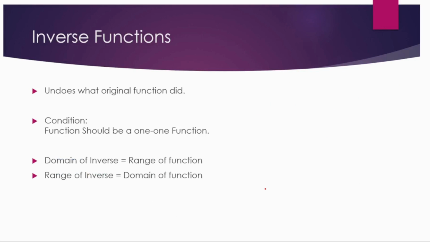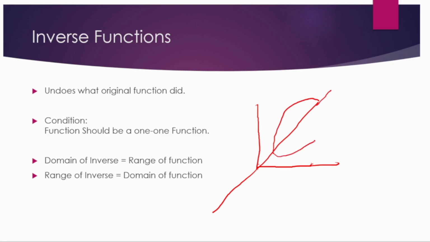Also, I forgot to mention that the function and the inverse function are just reflections in the line y is equal to x. For example, let me take something like this over here. Then y is equal to x will be a line like this. And let's say I have a function which goes like this. So now the inverse of this function will just be a reflection like this. This is also one of the main things to remember. So now let's move on.